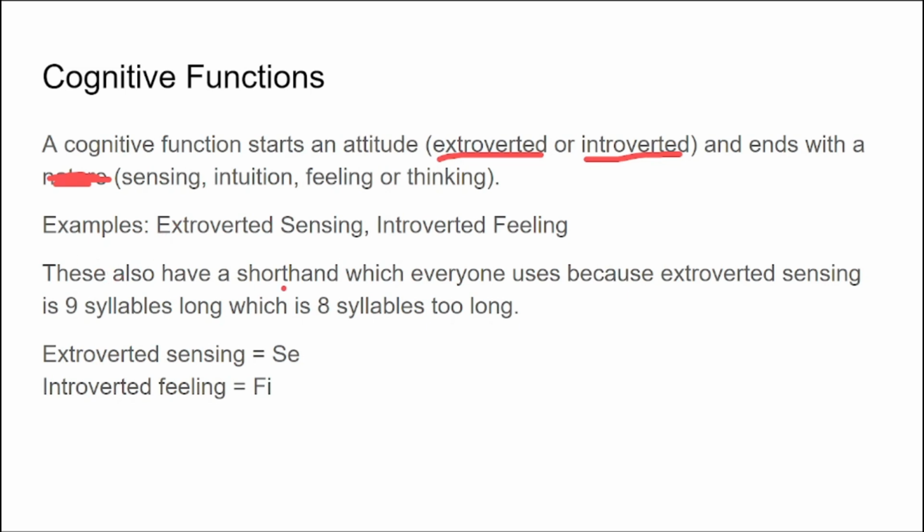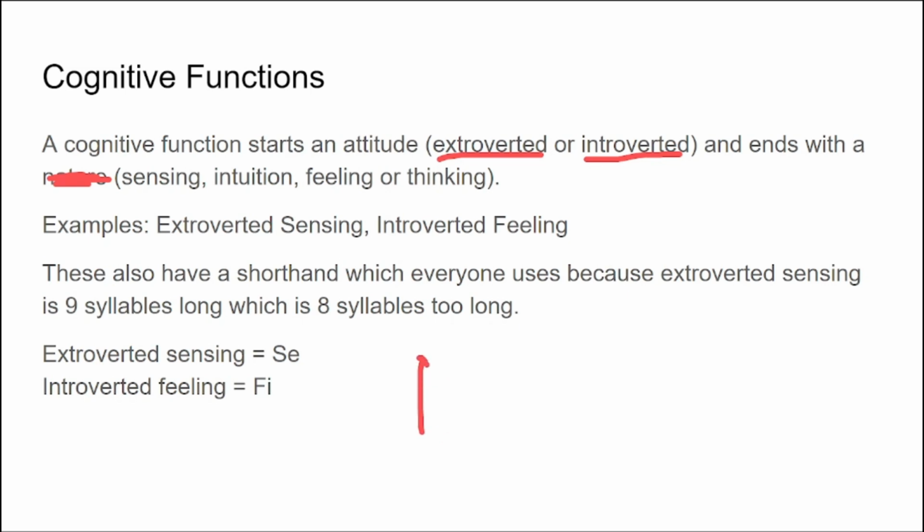They also have a shorthand, which everyone uses, because extroverted sensing is 9 syllables long, which is 8 syllables too long. They switch them round. I guess it's because S is already a letter, so they can't really do ES. Although you don't pronounce this "se", it's pronounced SE, but it doesn't matter. Maybe it just looked weird the other way around. So extroverted sensing is SE, and introverted feeling is FI, right? And all cognitive functions look a bit like that.